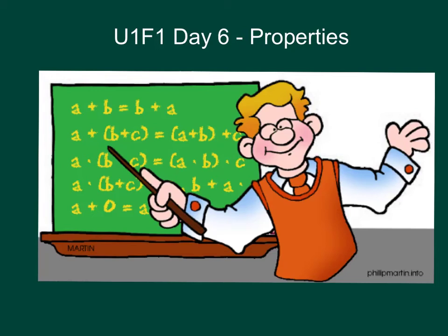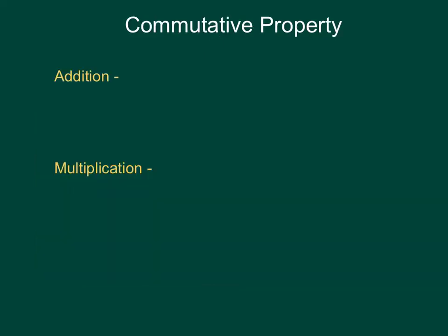Today we're going to be learning about the properties, so let's get started. The commutative property. Okay, a good way to remember this property is the word commute. What it means to commute is when you live somewhere but you work somewhere else. For instance, you could live in Lincoln but work in Bellevue. So you'd have to commute.